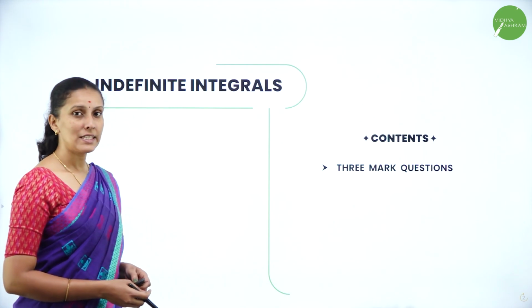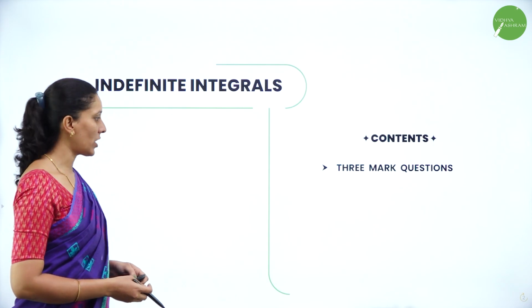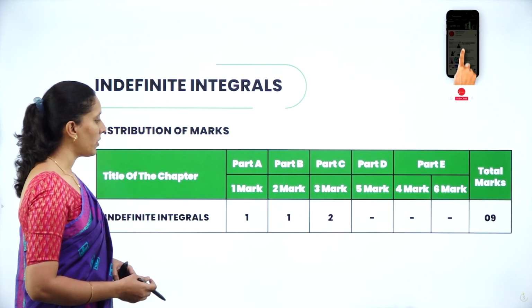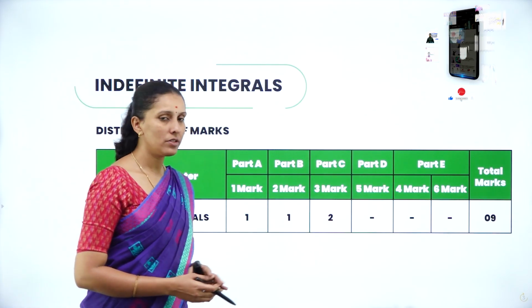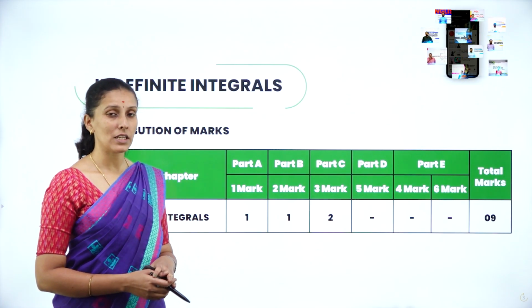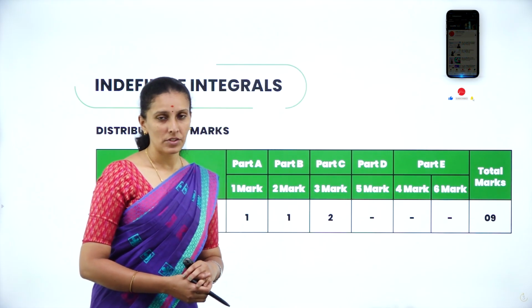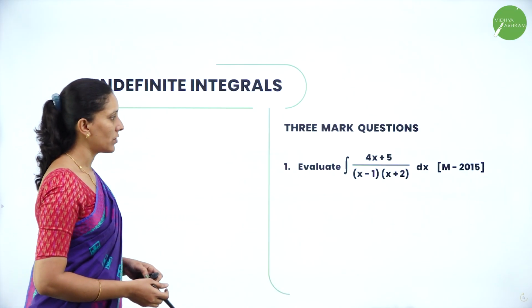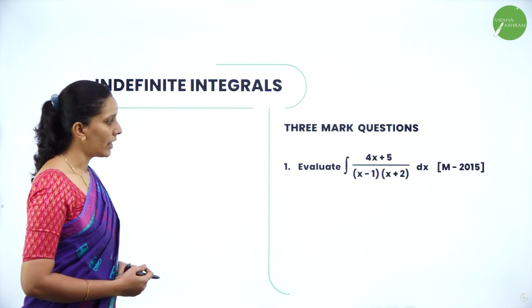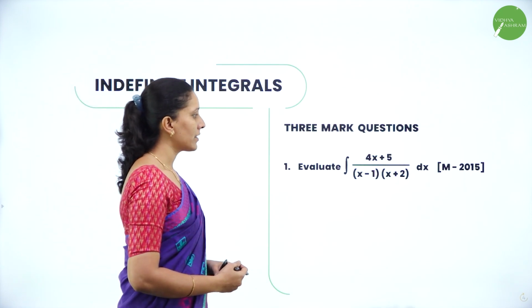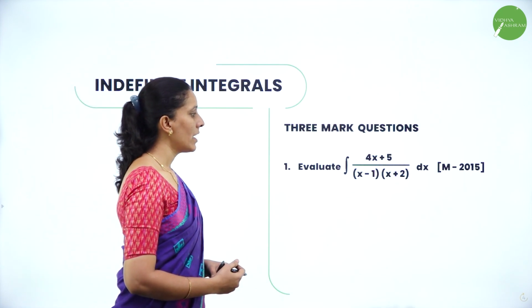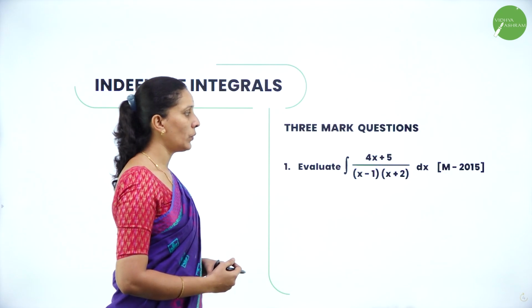So before that, let's see the distribution of marks from this chapter. In this chapter, you are going to get 4 questions, that is 1 one-mark, 1 two-marks and 2 three-marks questions. Overall 9 marks from this chapter. So let's look at the questions now. Evaluate the integral of 4x plus 5 divided by (x minus 1)(x plus 2) dx.